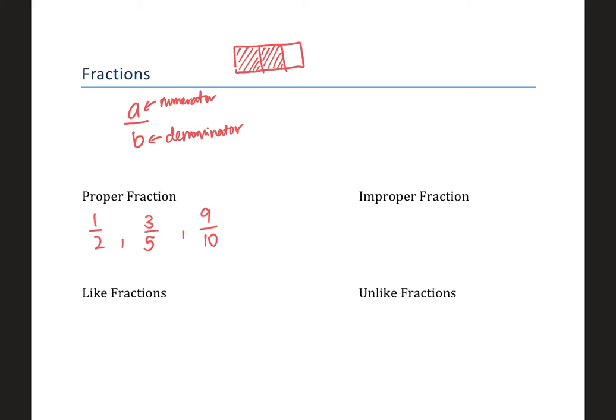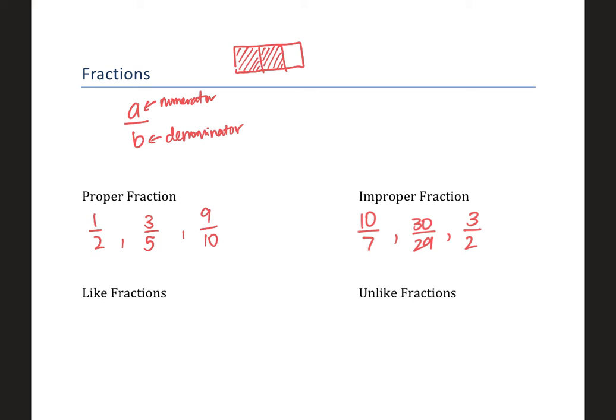An improper fraction is a fraction where the numerator exceeds the denominator. So it represents more than one whole. So for this one, we would have like 10/7, 30/29, 3/2. Anything where the top is more than the bottom.